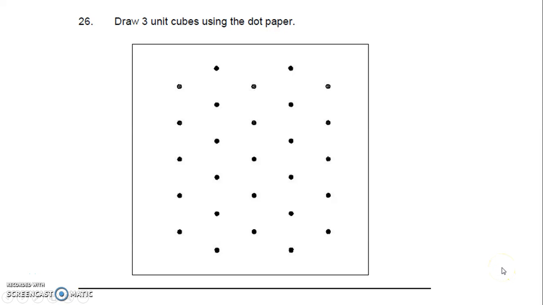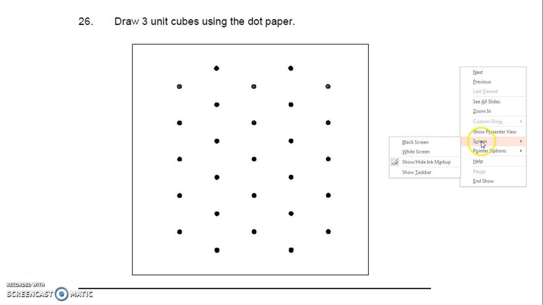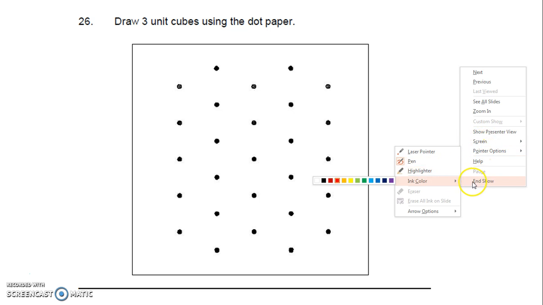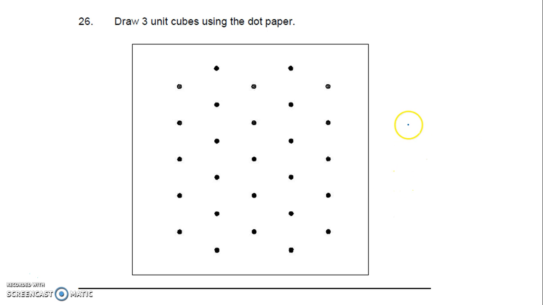Okay, let's move on to question 26, where I need to draw 3 unit cubes using the dot paper. Now, okay, hang on, let me change the color. Okay, using the dot paper. Now I can't draw with a ruler here on the screen, so I need you to really make sure that your lines are straight and the dots are connected to the dots. Do make sure that your lines are straight.